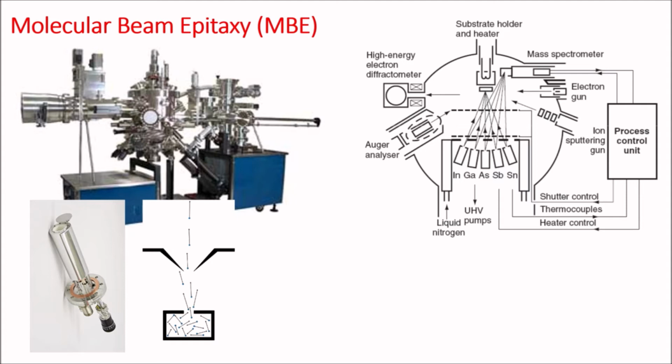The substrate is rotated to ensure even growth over its surface. By operating mechanical shutters in front of the cells, it is possible to control the semiconductor or metal which is being deposited.